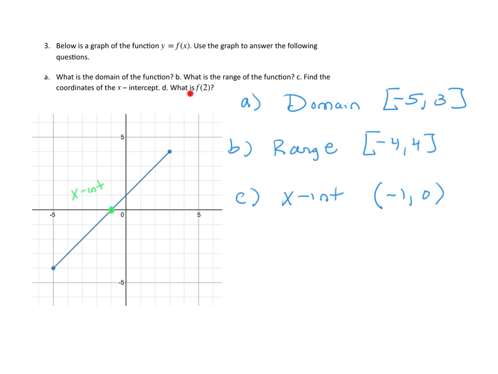The last part here is, what is f(2)? f(2) means, what is the y value of this graph at x equal to 2? So here's 2. Here's the corresponding y value, which appears to be 3 from our graph. For this reason, the answer is, in fact, 3.